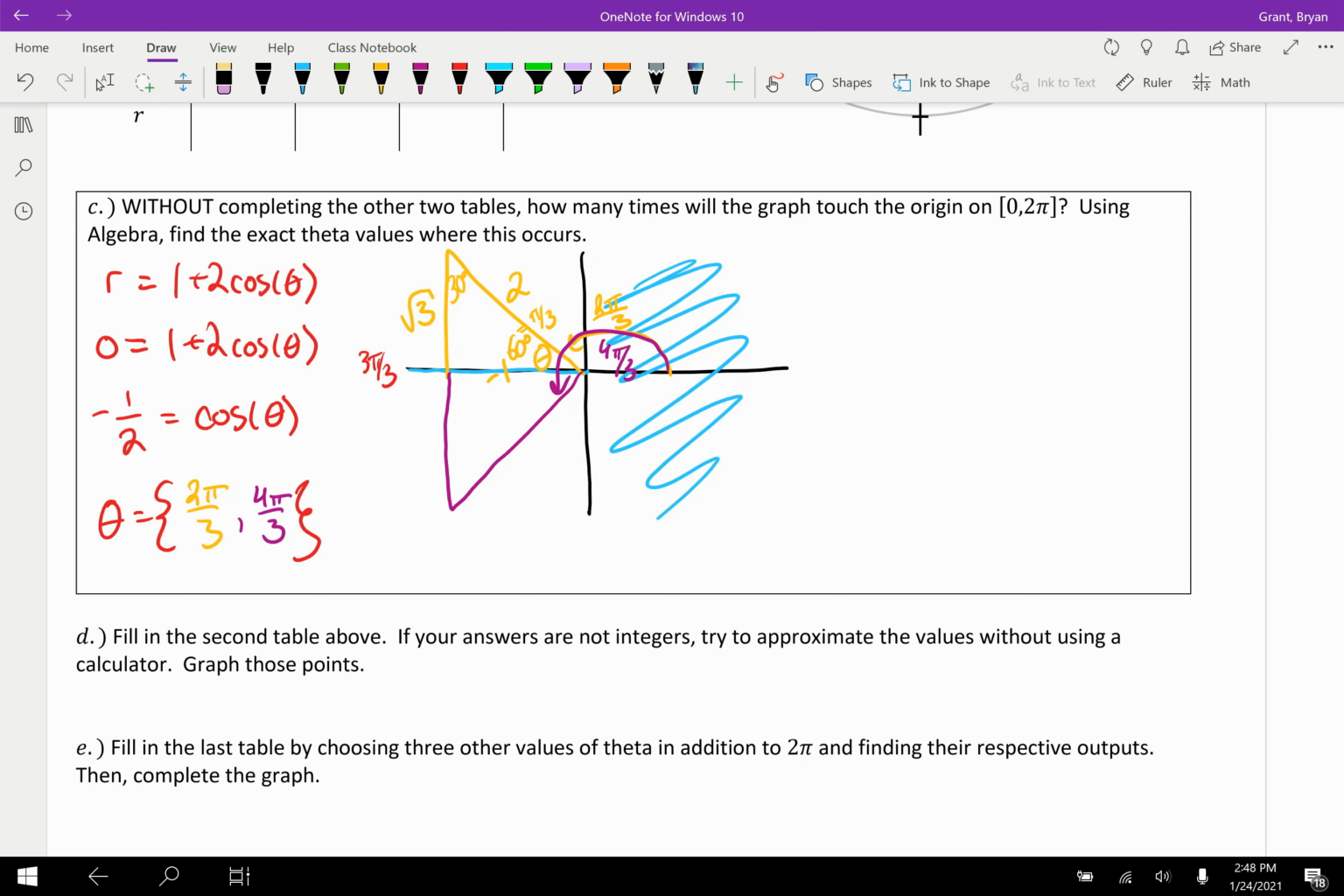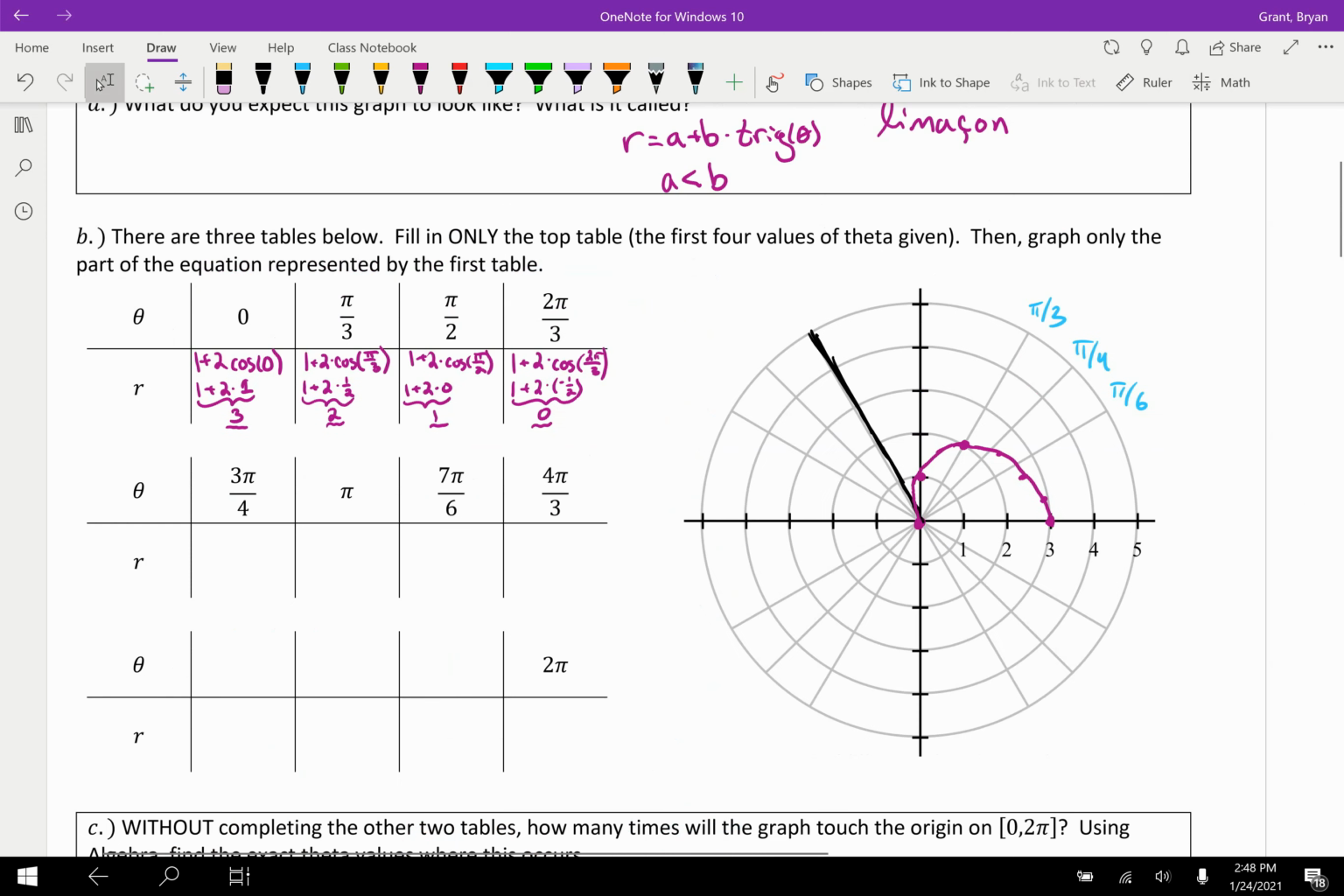Now notice 2 pi over 3 and 4 pi over 3 are right here. 2 pi over 3 was 0, and 4 pi over 3, we might as well fill that in, is also 0.